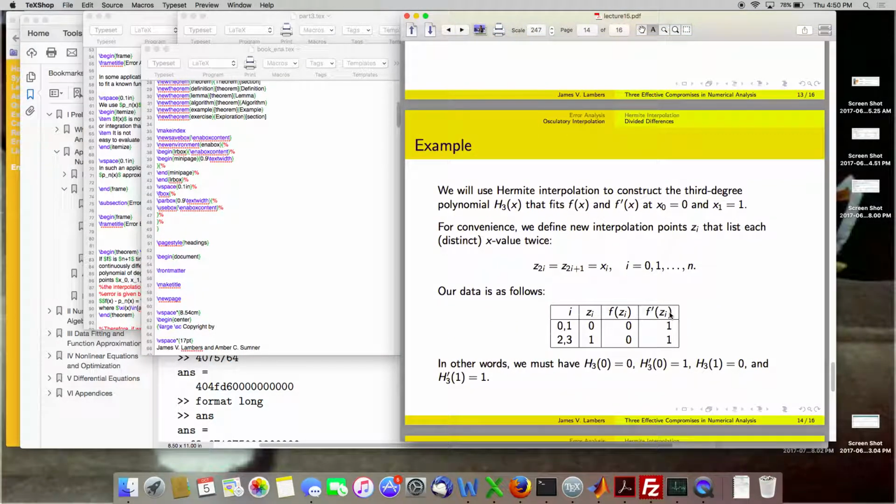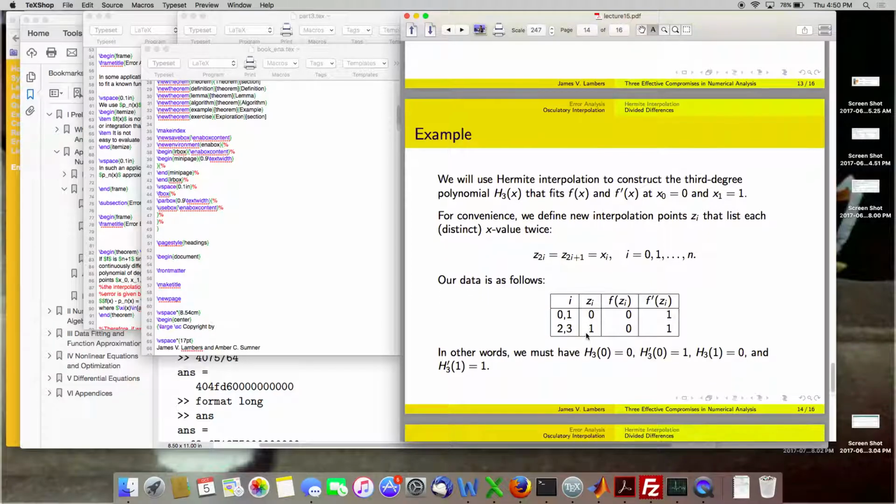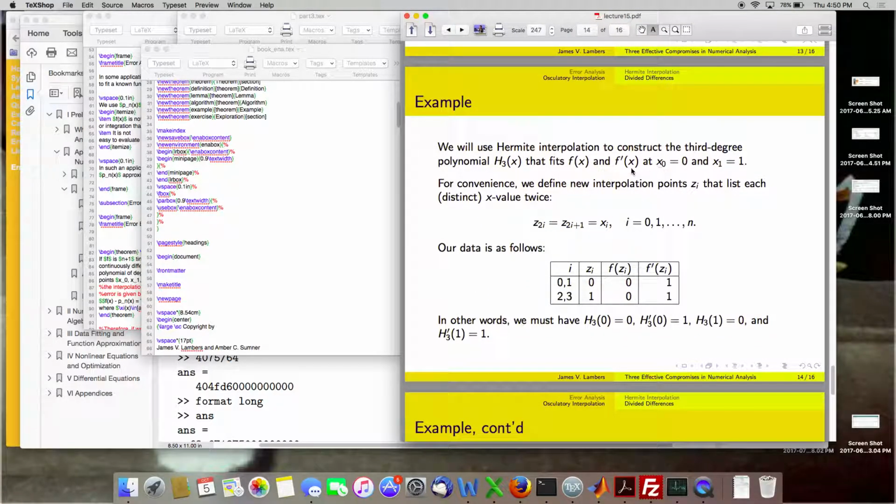With the Newton form, a couple sections ago, we constructed a divided difference table, and that's how we got the coefficients of the interpolating polynomial. We're going to do that again, but with each point listed twice. So here is my example. I have two distinct x values, 0 and 1. Each one is going to be listed twice, so it's like I have 4 points. That means my Hermite polynomial will have degree 1 less than that, so degree 3.